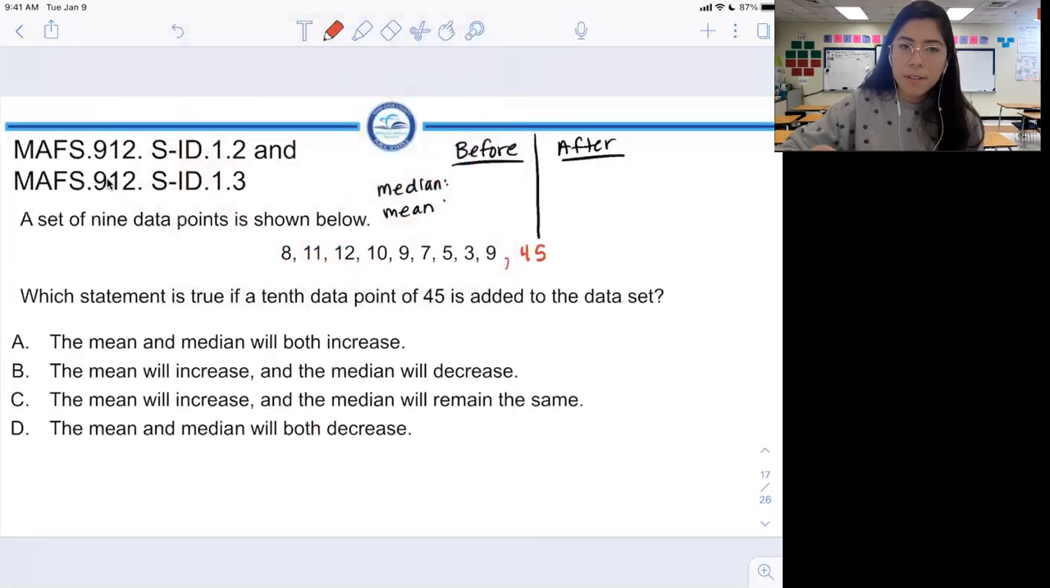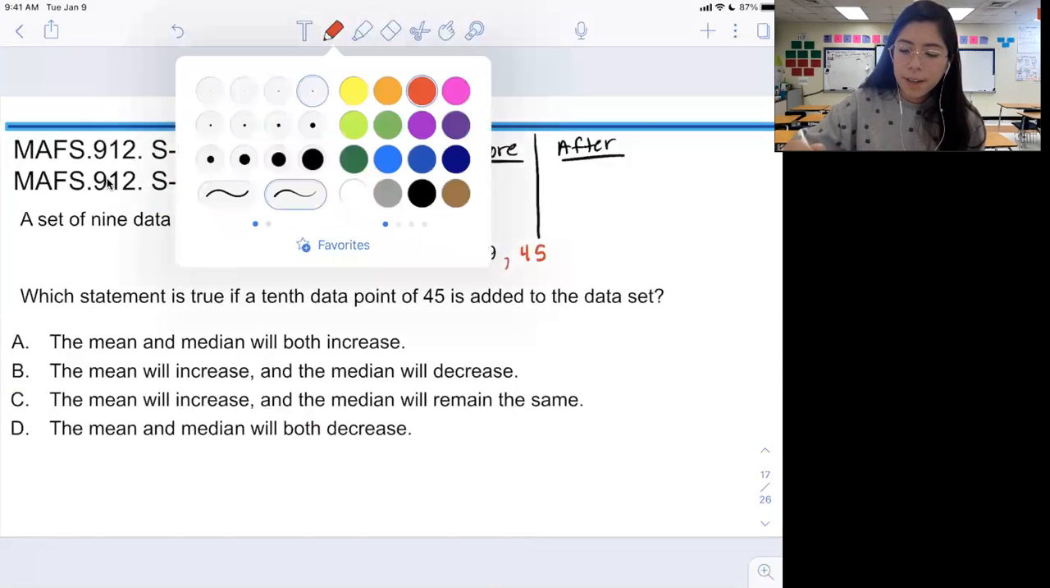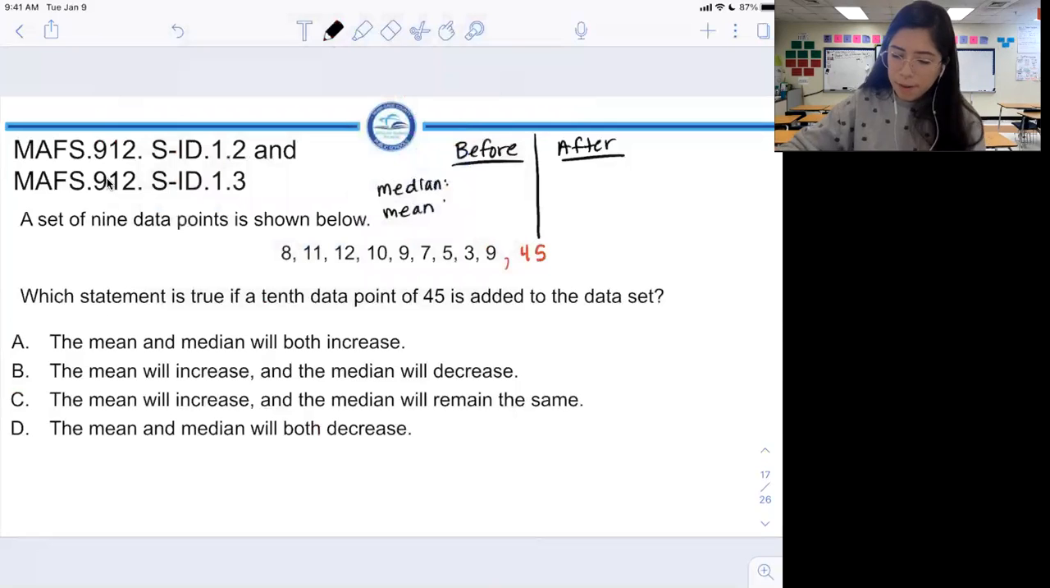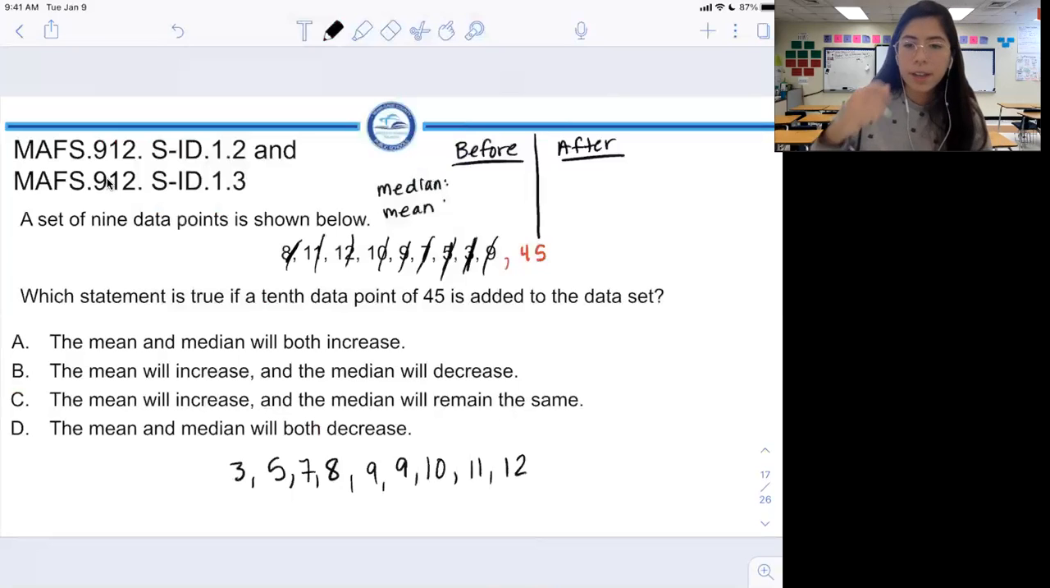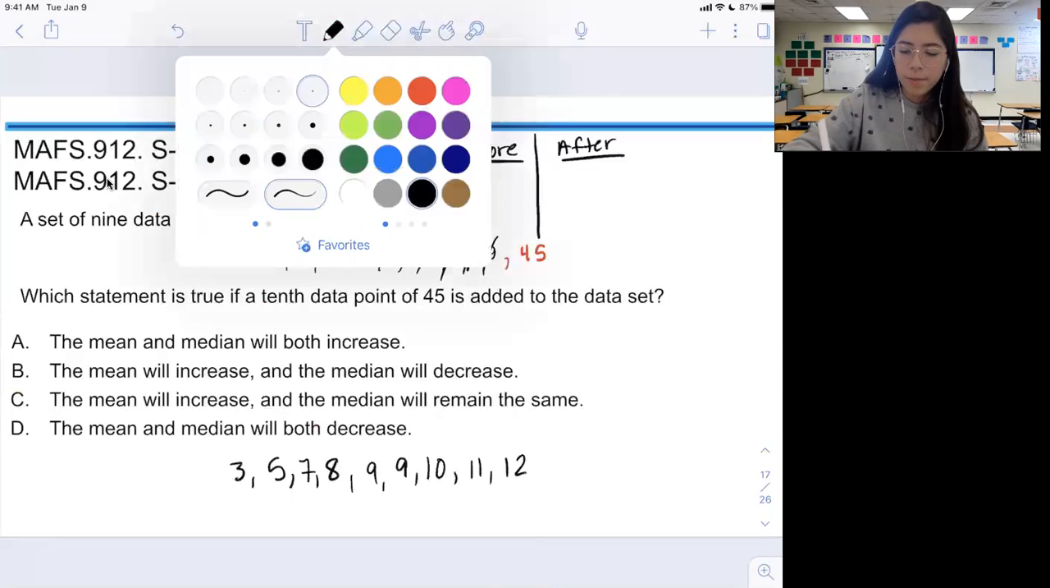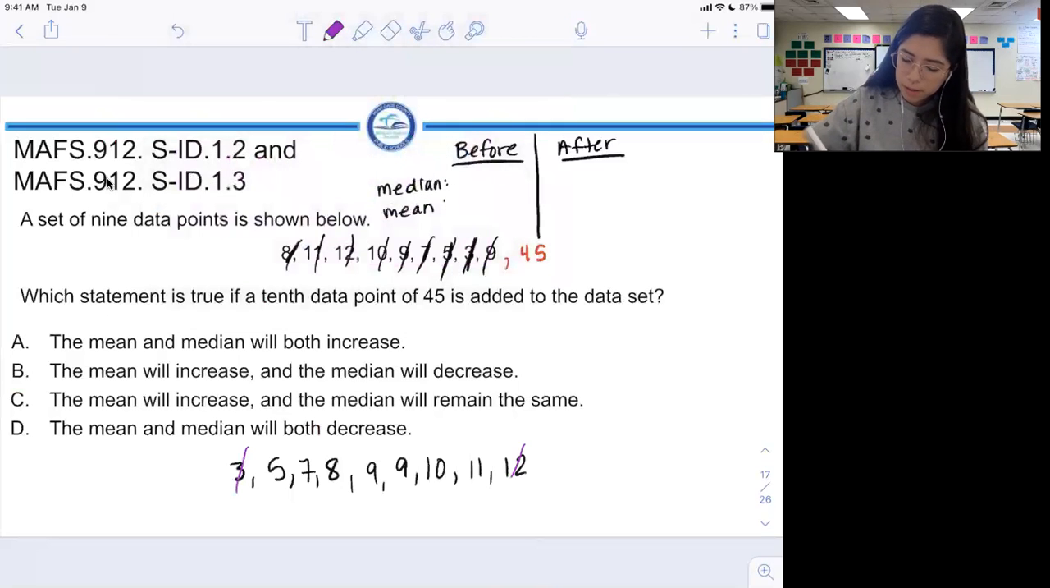Are they written in order though? Be careful. No, right? They're not written from least to greatest. So let's start out by writing them from least to greatest. We've got 3, 5, 7, 8, 9, 9, 10, 11, 12. And we're not going to add the 45 quite yet. So before we add the 45, the median would be? 9. Oh, you were right. It is 9.